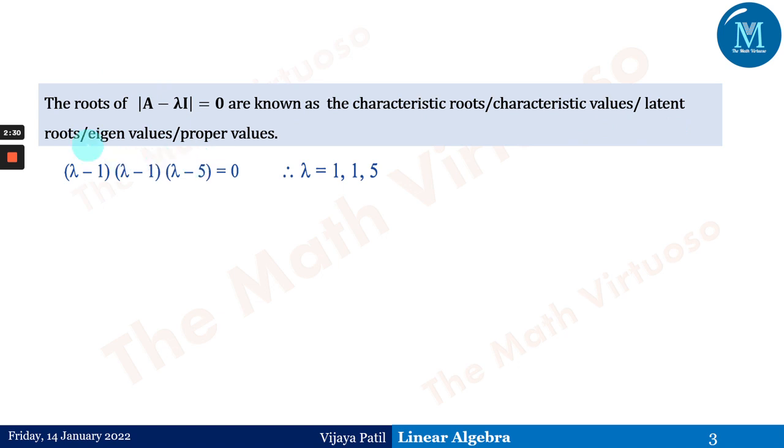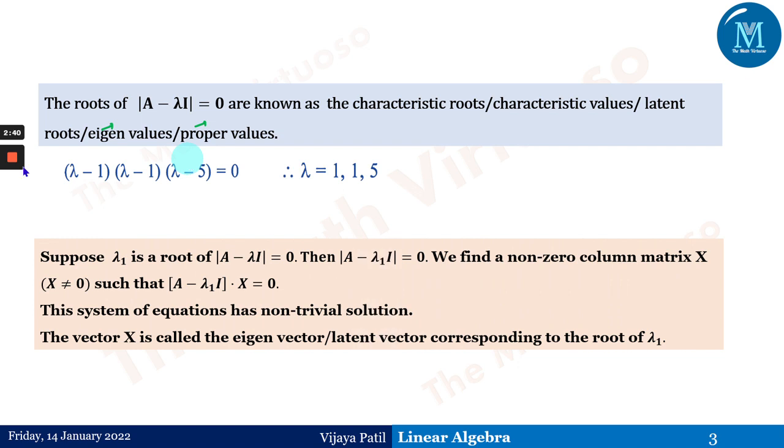So now what is this? Eigen is a German word. The meaning is proper, and that is the reason one of the names for these values is proper values. Now again, suppose lambda 1 is a root of the determinant of A minus lambda times I equals 0.